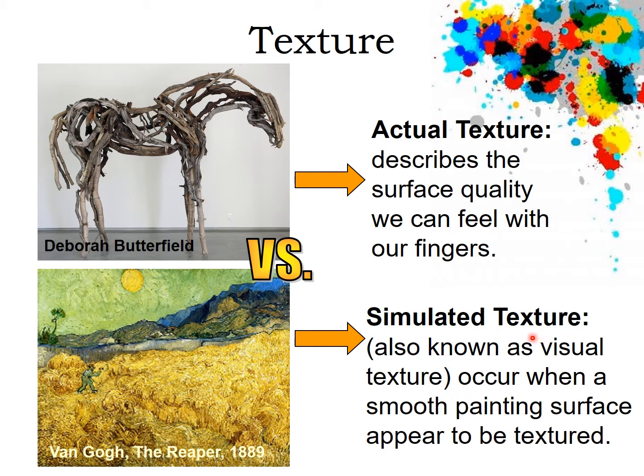Simulated texture, which is also known as visual texture, can occur on a painting. So you're making it look the way that it should feel. The grass and the grain on here looks really scratchy and rough. So we're making something look the way that it should feel.